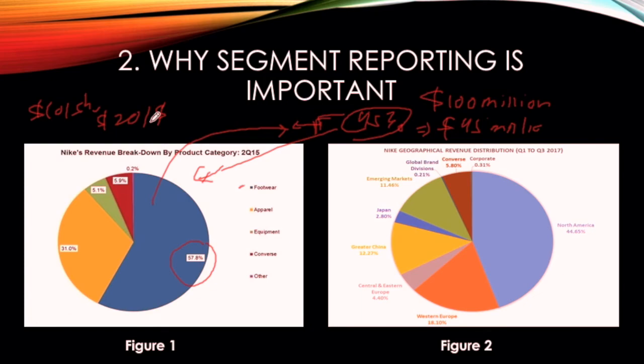That trend analysis is also a good area that we can look into, but for now just understand this. Figure number 2 specifies the geographical segment. If you see, from North America, 44.65% of the revenue is coming. From Japan, it's 2.8%. From Greater China, it's 12%. From emerging markets like India, I love my India, it's 11.46%.